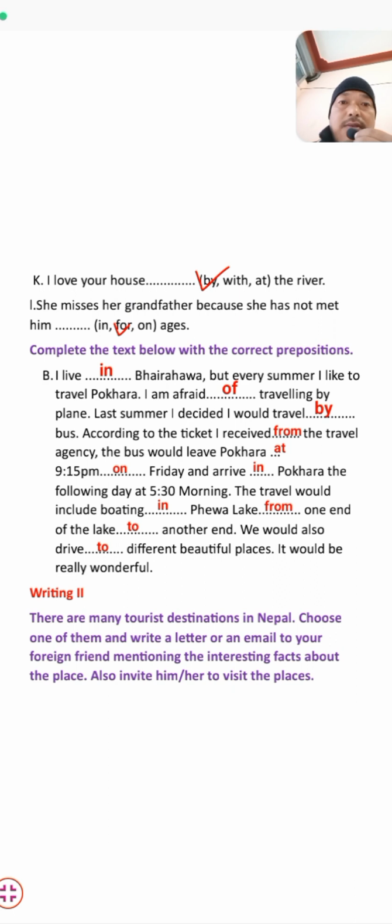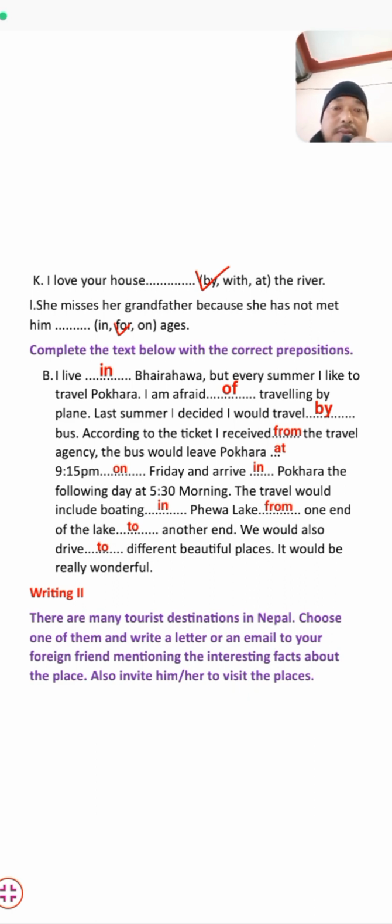In grammar part, students, we learned about using a preposition. With that, students, it's a writing part. Next one, and that is there are many tourist destinations in Nepal. One of them, and write a letter or email to your foreign friends mentioning the interesting fact about the place. Also invite him to. Yes, you have to write a letter to your foreign friend about the interesting fact of the place. There are many destinations in Nepal where you can suggest them to visit. For that you can write a letter to your foreign friends.